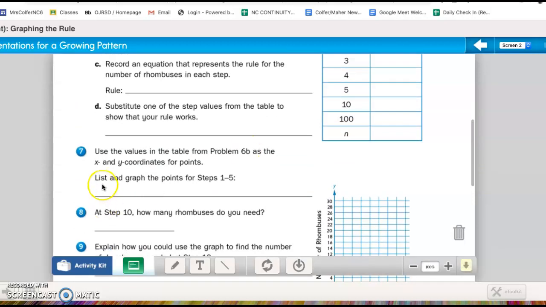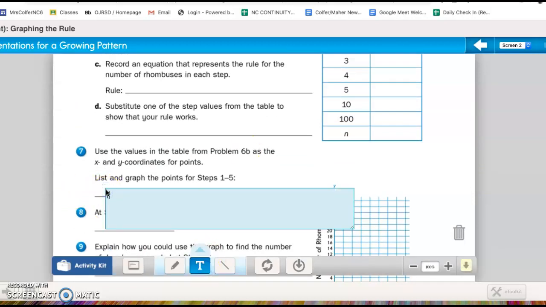Okay, so for the first one, I would start with, okay, my coordinate would be 1, 4. Okay, then you're going to move on to what did you get for step 2? 2, and then what was the number of rhombuses that you used for that one?